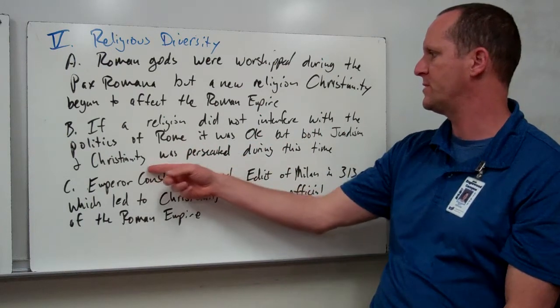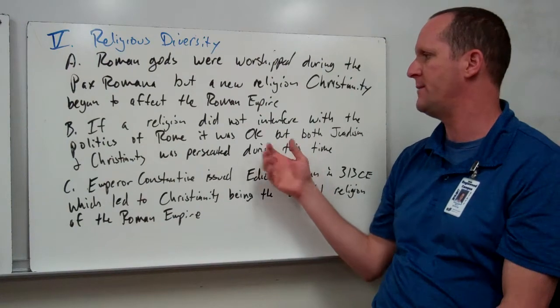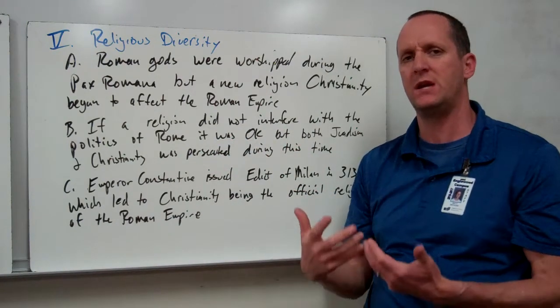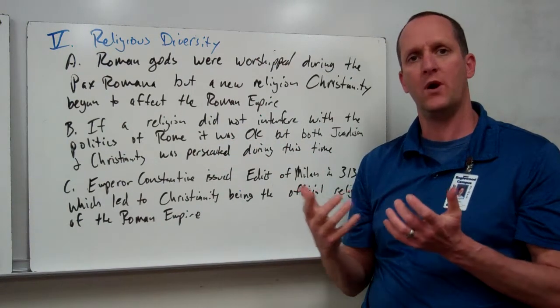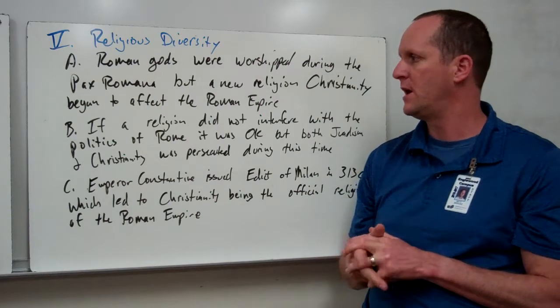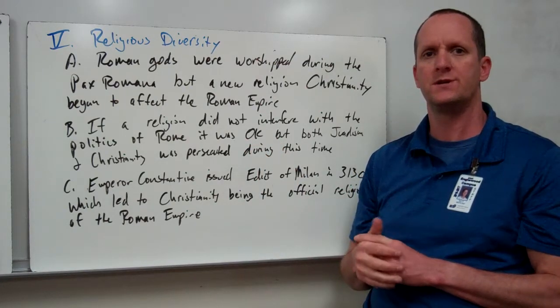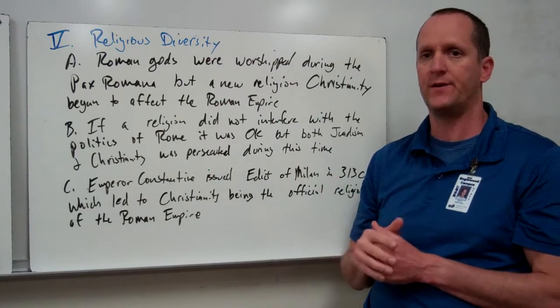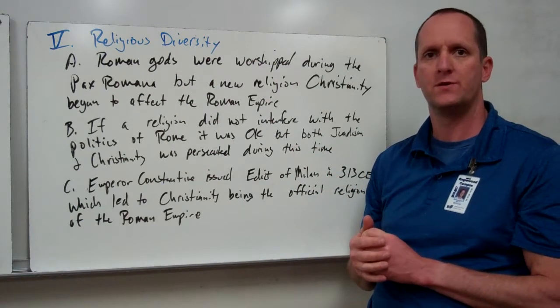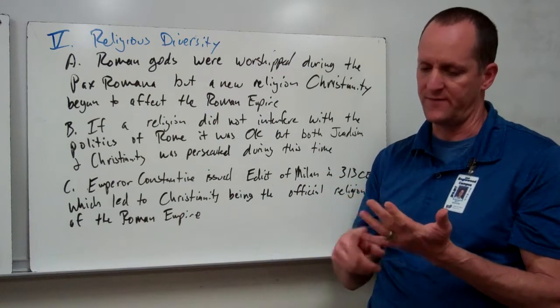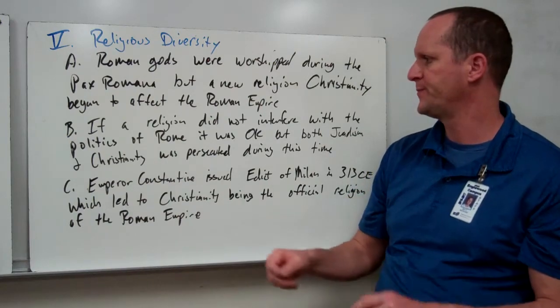But both Judaism and Christianity were persecuted during this time. Both of these religions were seen in a negative way at some points during this Pax Romana, or the 200 years, 300 years after the empire was created. So we're talking about the 1st, the 2nd, and the 3rd century.